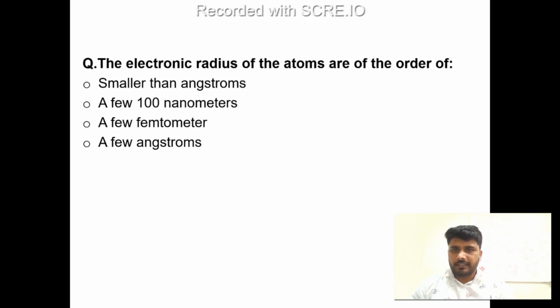Okay. The next is a very easy, basic question: the electronic radius of the atoms is of the order of, as you all know, a few angstroms. First of all, I will be discussing some basic questions, and after that I will be discussing some numericals related to this course.